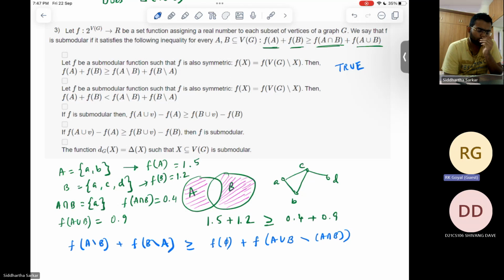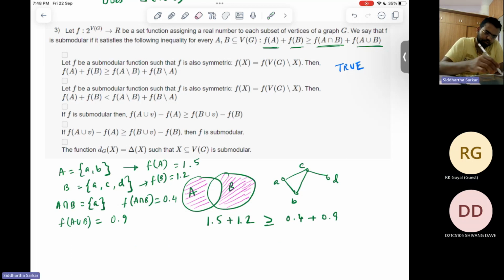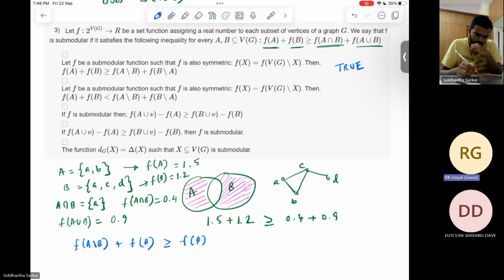So instead of f of a, let us consider f of a minus b in this original inequality. Let us replace a by a minus b. If this is a minus b, then what is the intersection of a minus b with b? That value will come out to be phi. And what is the union of a minus b with b? This would be equal to a union b itself.